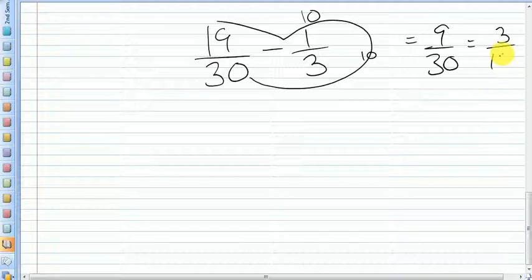Hopefully this has been helpful, and hopefully it's something that you can begin to use in your class with your students who struggle with traditional algorithms for adding and subtracting fractions.